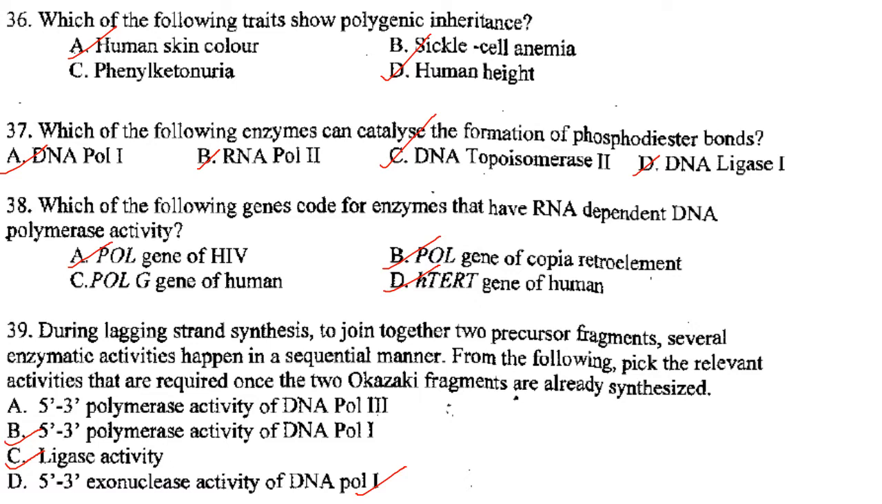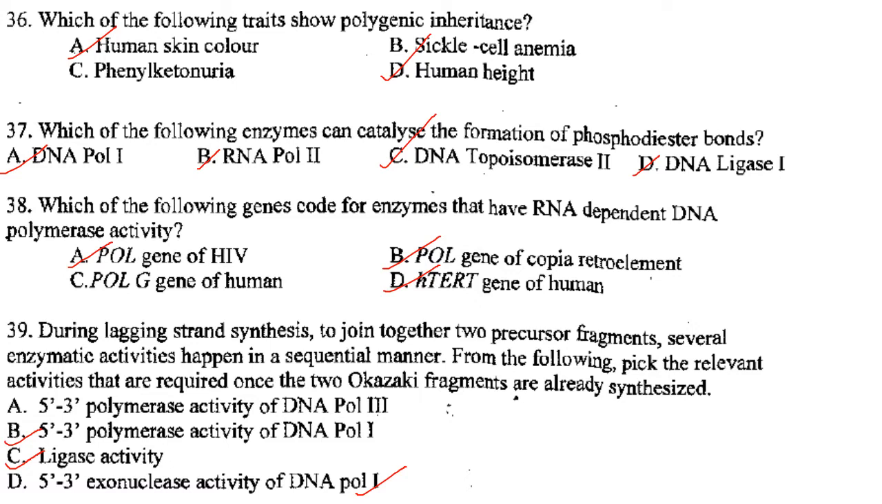Then which of the following enzymes can catalyze the formation of phosphodiester bonds? So DNA polymerase 1, yes, it can catalyze. RNA polymerase 2, yes. DNA topoisomerase 2, yes. DNA ligase 1, yes. So A, B, C and D are correct.